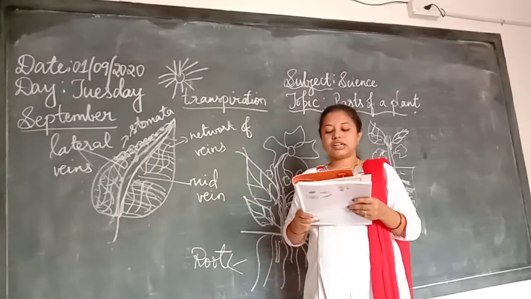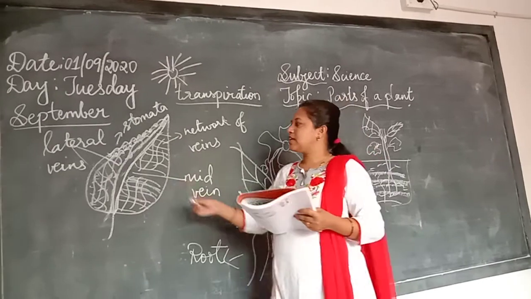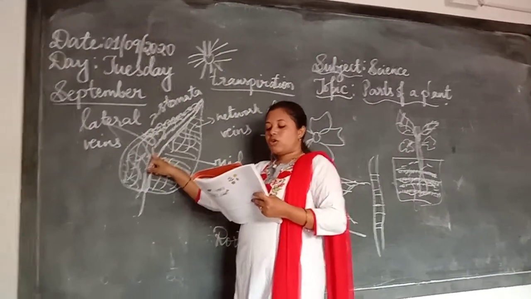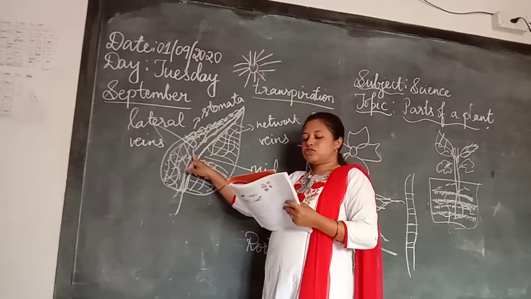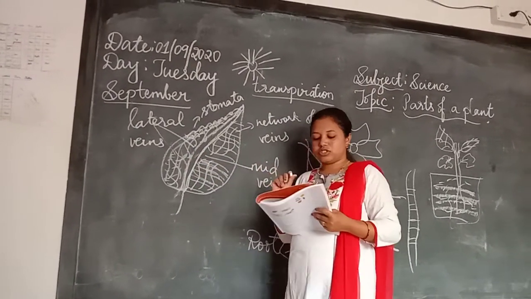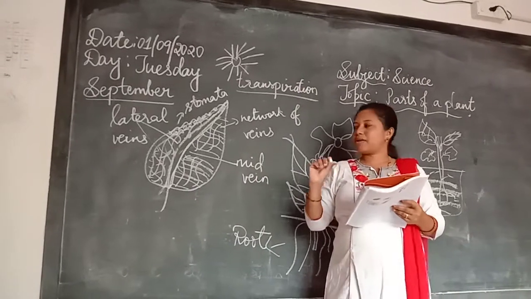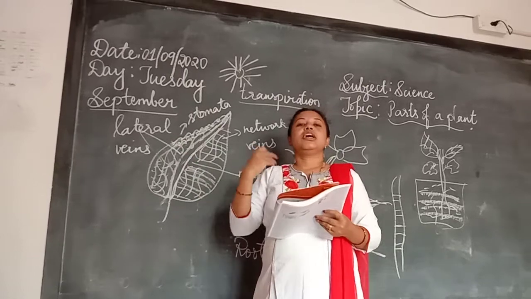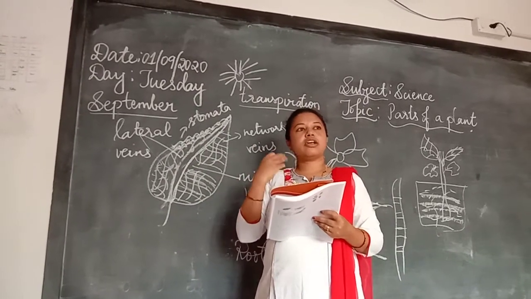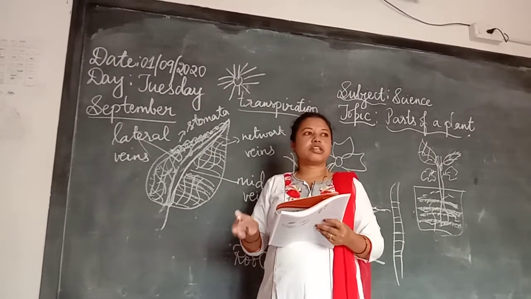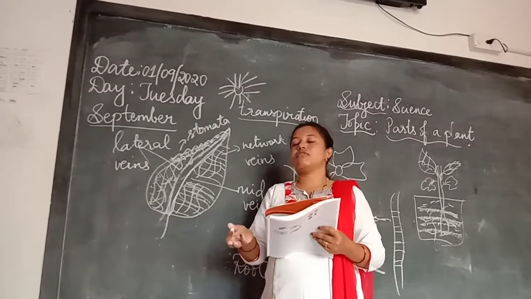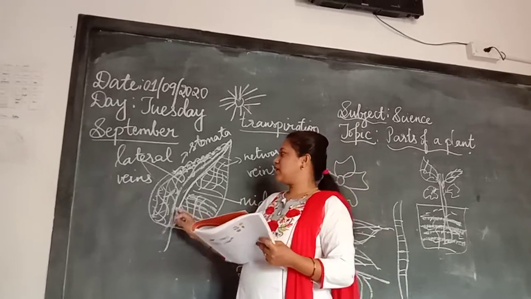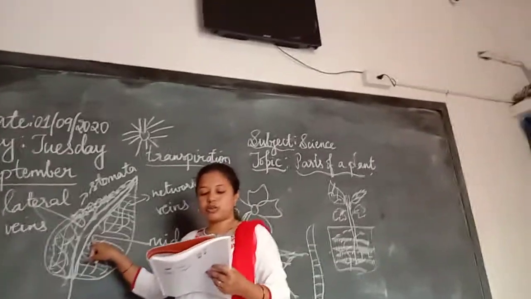Air enters the leaf through the stomata. Air enters and also exits through the stomata. Only carbon dioxide from the air is used by the leaf to prepare food. We inhale oxygen and exhale carbon dioxide. So that carbon dioxide is absorbed by the plants.